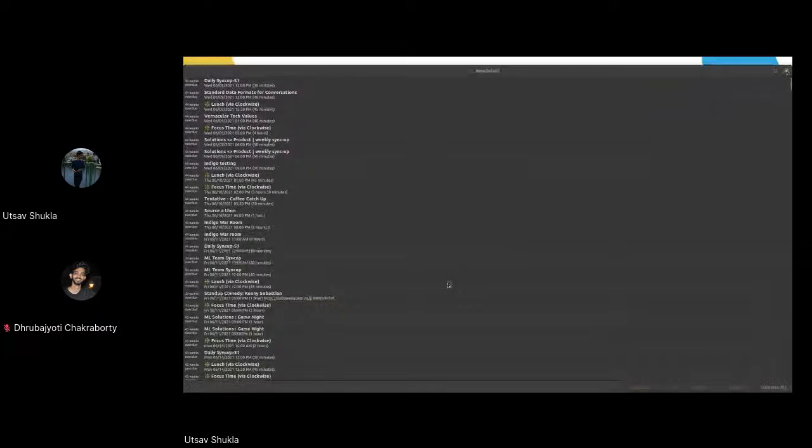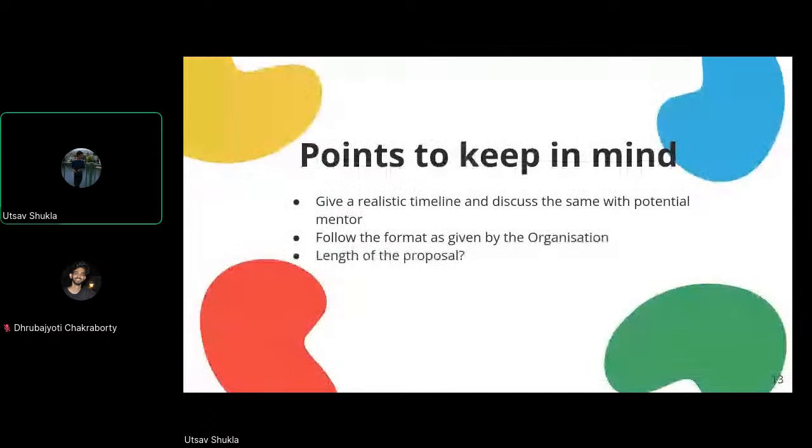try to move some stuff to another doc and reference it in your main doc, so that if your mentor wants to read it, they will read it. Otherwise, they can just ignore it. So yeah, that was regarding the length of the proposal.